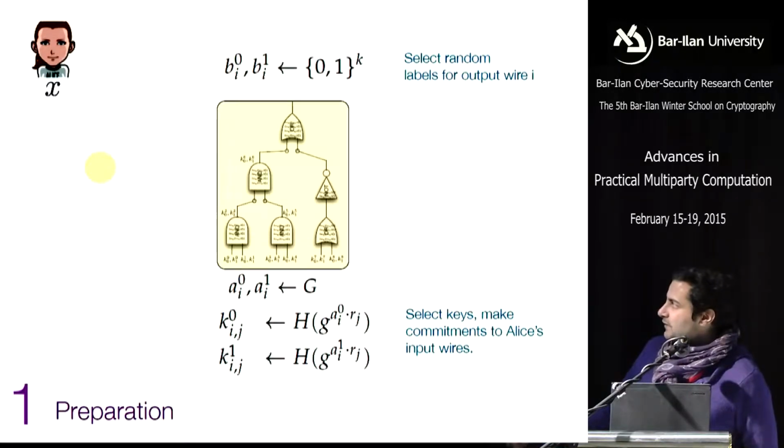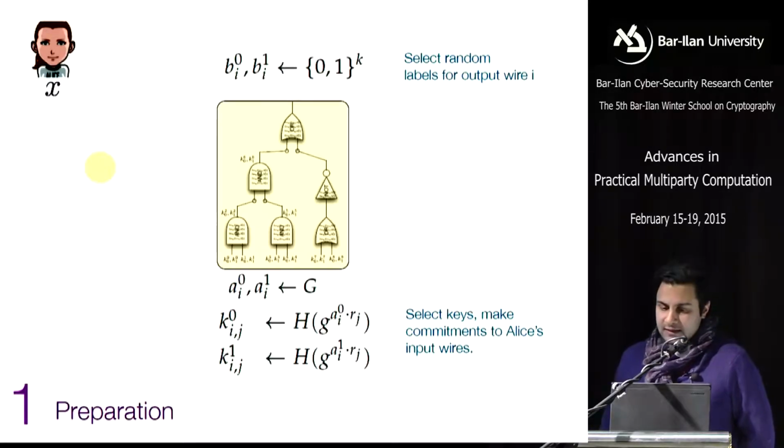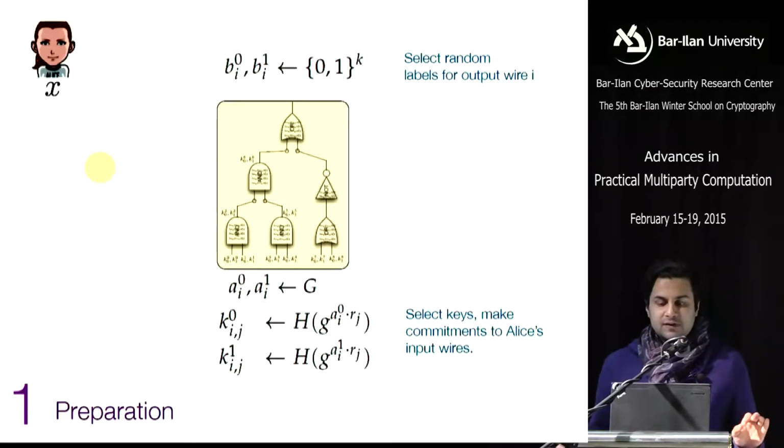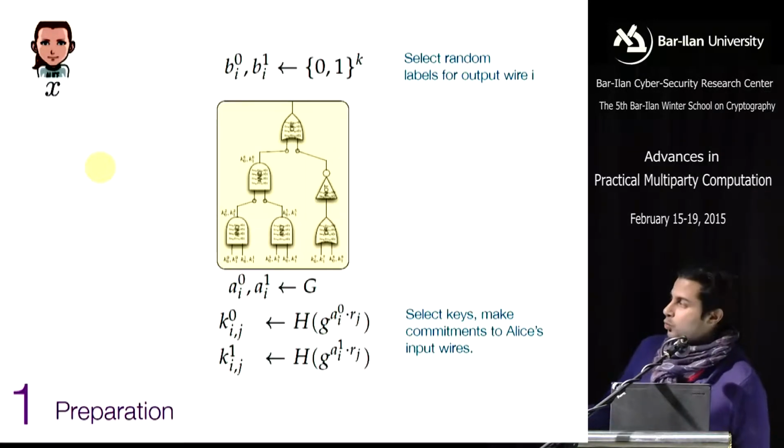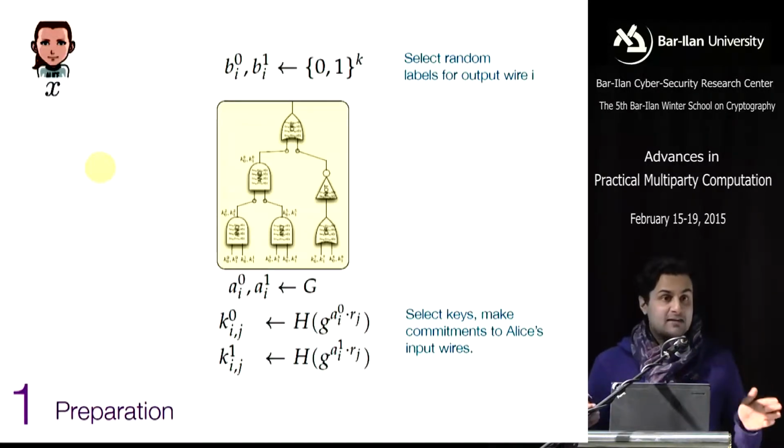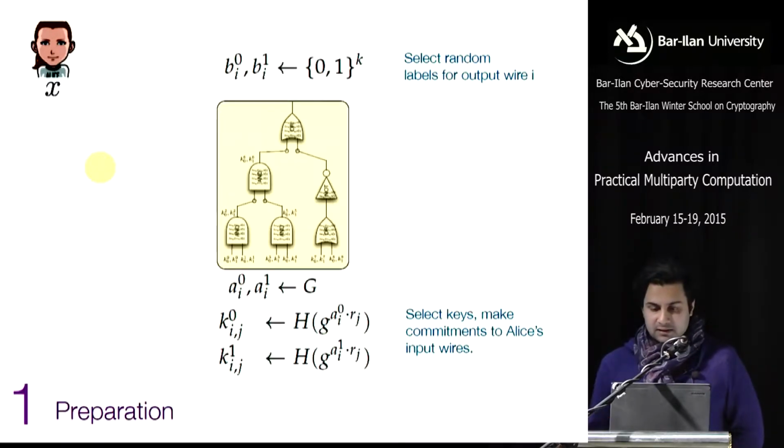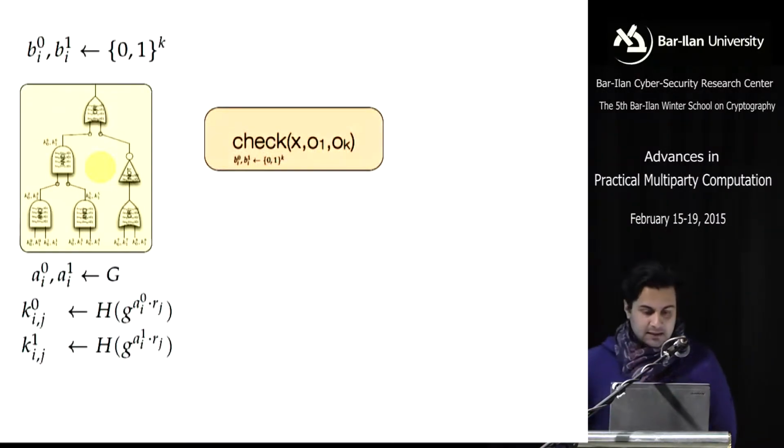And then at the top of the circuit, she's going to select some random labels for the output wires. In particular, for every output wire, she's going to select a particular B0 and B1. So for the ith output wire, she's going to pick some specific labels. Okay, that's her preparation.